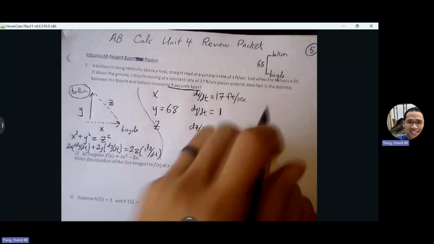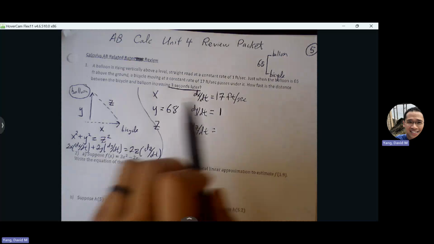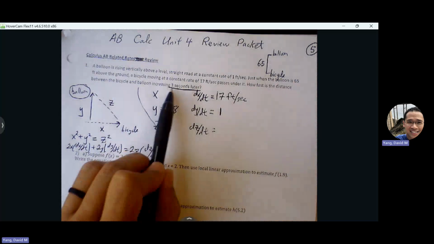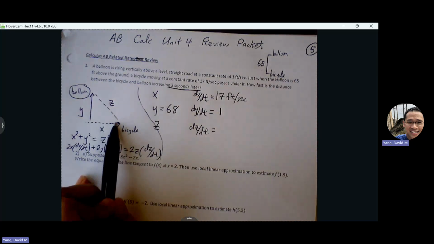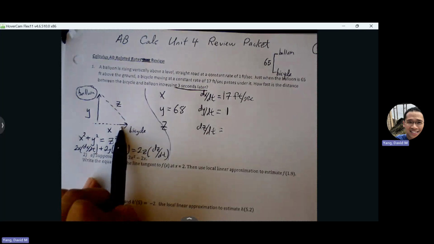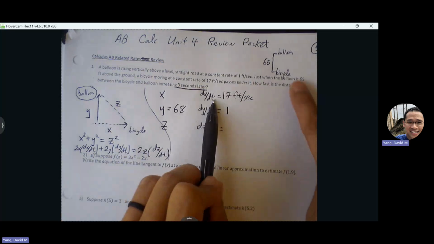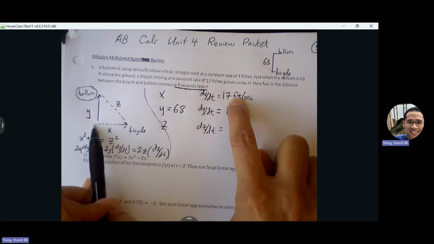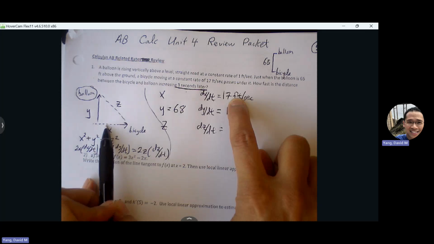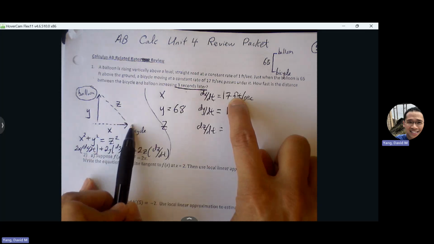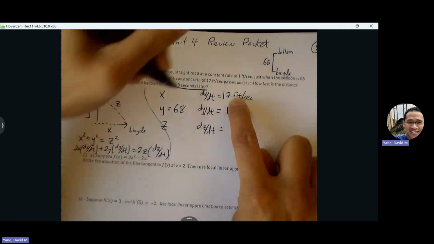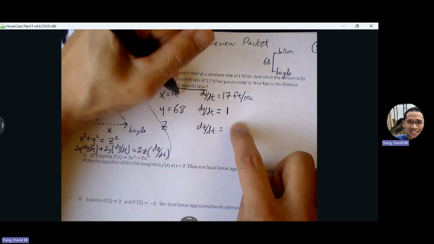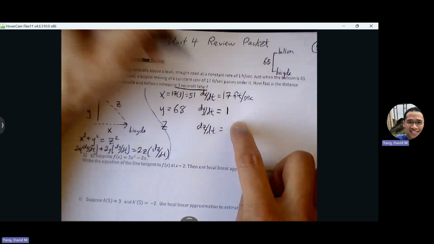Okay. So at t equals 0, the bicycle is right underneath the balloon. 3 seconds later, where's the bicycle going to be in relation to where it started? 17 times 3. Good. So 1 second later, it will cover 17 feet, another 17 feet, another 17 feet. So 17 times 3. Okay, so that's the hard part.